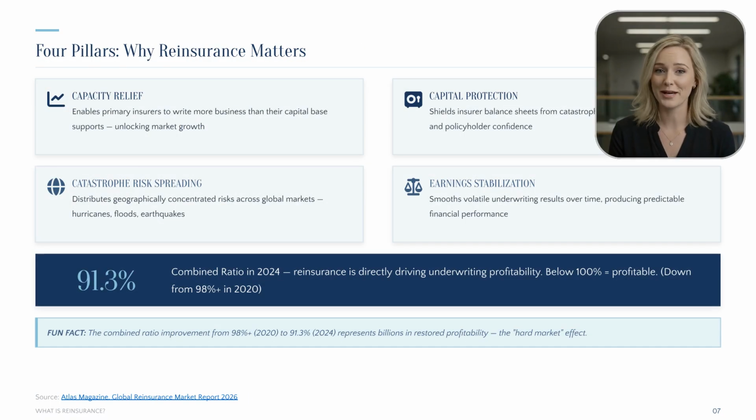Reinsurance is built on four pillars: capacity relief, capital protection, catastrophe risk spreading, and earnings stabilization. These work together to drive profitability, as evidenced by the combined ratio falling to 91.3% in 2024, a significant improvement from previous years and a sign of a strong, healthy market.